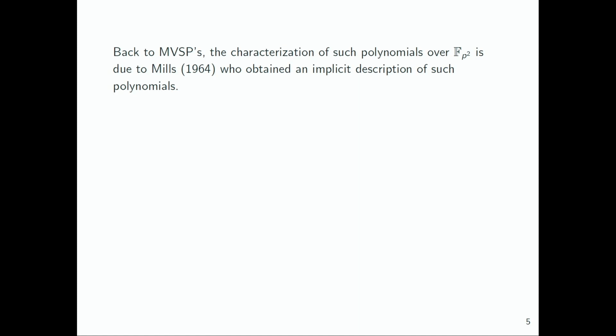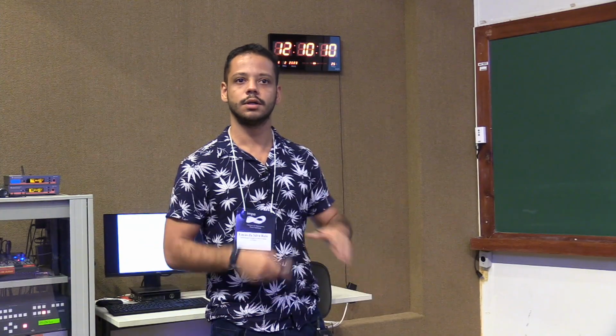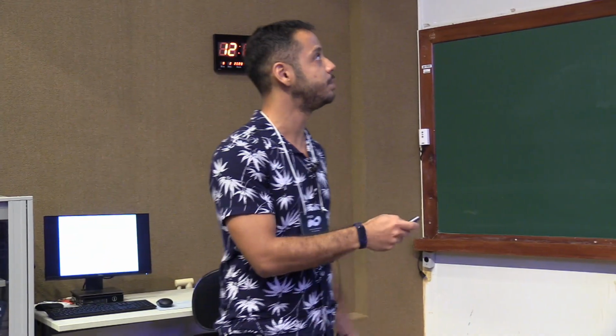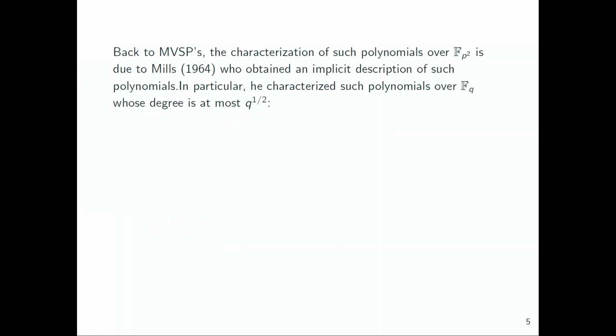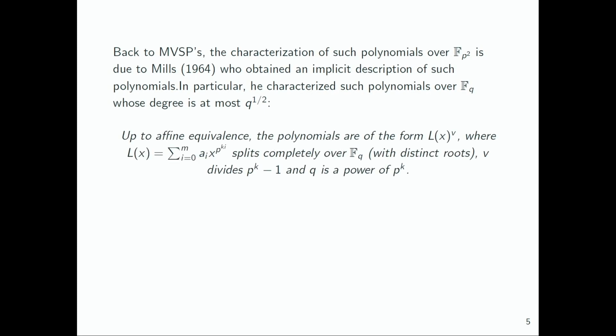The second paper is due to Mills in 1964. He obtained an implicit description of MVSPs over all extensions of Fp. In particular, as a very interesting corollary, he described the MVSPs whose degree is at most the square root of the size of the field, excluding these ones that I mentioned earlier. And so up to affine equivalence, changes of variables, the polynomials must be of this form, which is a linearized polynomial.